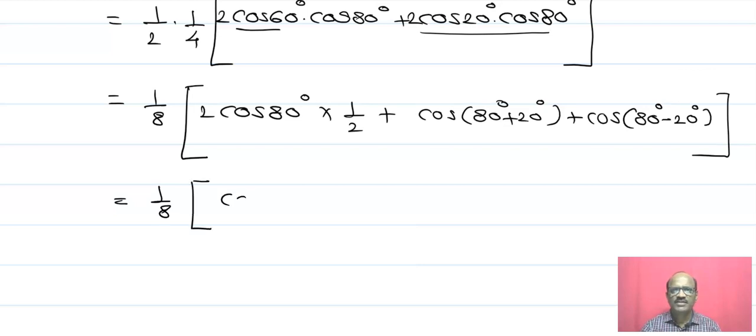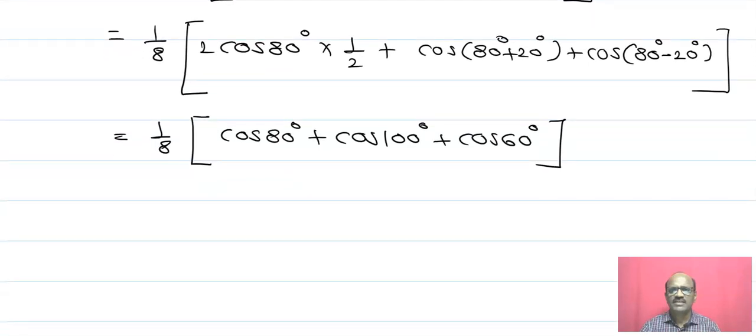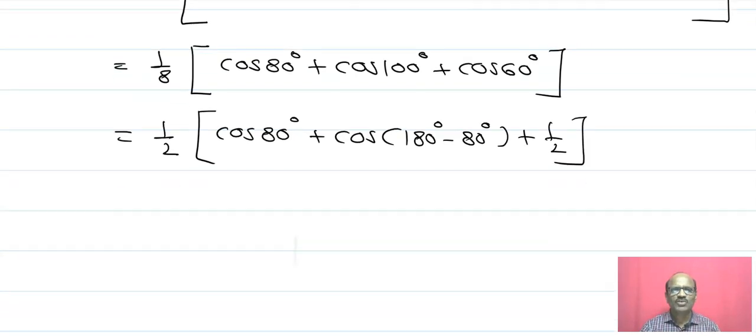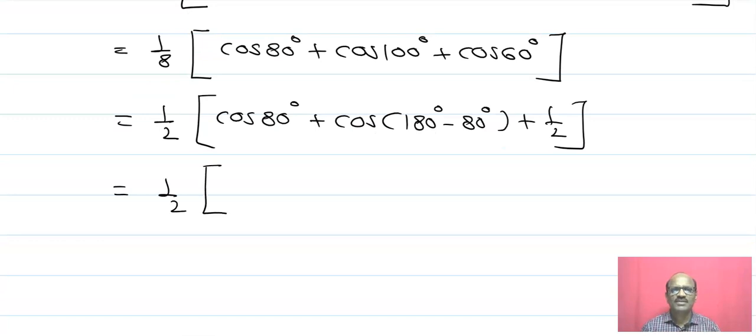Therefore, it is 1 upon 8. That 2 gets cancelled. We get the cos of 80 plus cos of 100 plus cos of 60. Now again see this. I think there is again a small mistake by me. There is a cos of 80 term. I am changing it. It's 1 by 8.